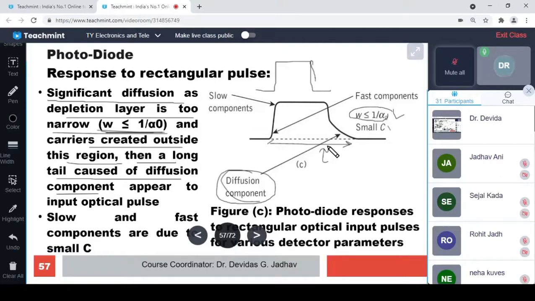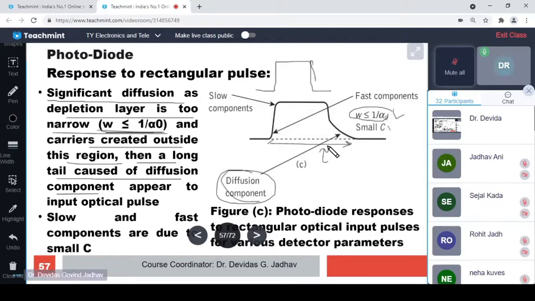If W is very large compared to 1 upon alpha 0, but the capacitor is large, in that case the pulse has a delayed component. So the pulse shape changes from rectangular to a charging-discharging pulse, and the capacitor introduces the delay. That's why the pulse duration increases, and that decreases the data rate for a large capacitor. But if the capacitor is small, but W is less than or equal to 1 upon alpha 0, the diffusion component is introduced, which introduces the diffusion tail, and that increases the delay. So that reduces the data rate.